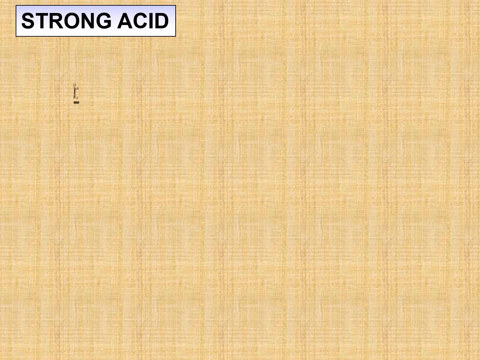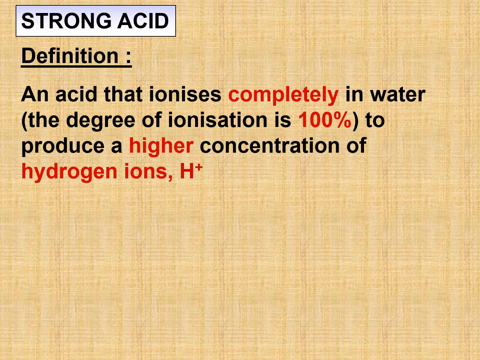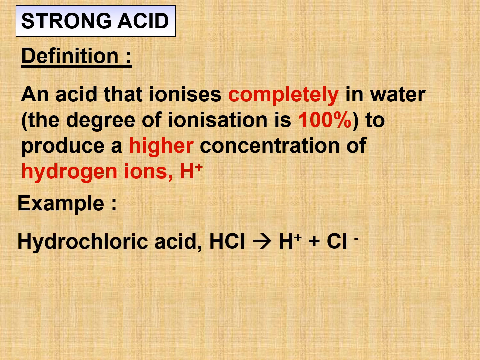Strong acid. Definition, an acid that ionizes completely in water. It should be 100% ionized to produce a higher concentration of H+ ion. We have example here. The first one, hydrochloric acid. From the equation, you can see that HCl will produce H+ ion and Cl- ion, which is chloride ion. So this is the ionization.